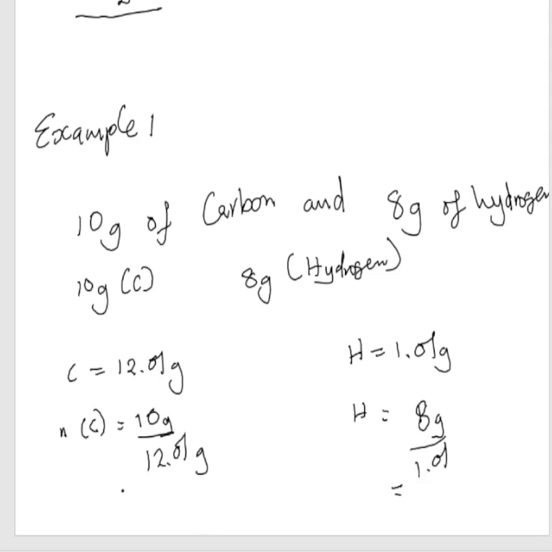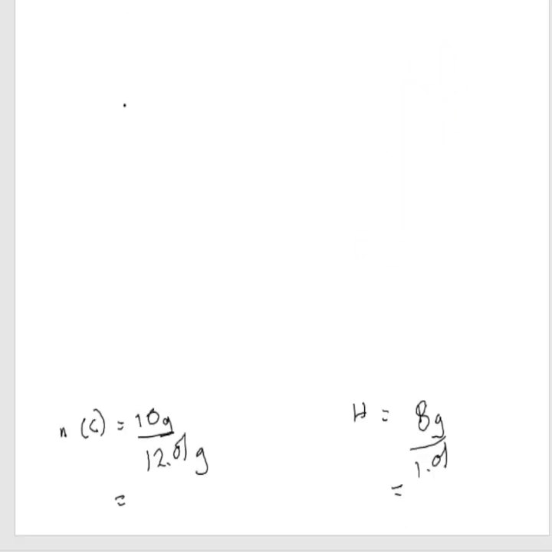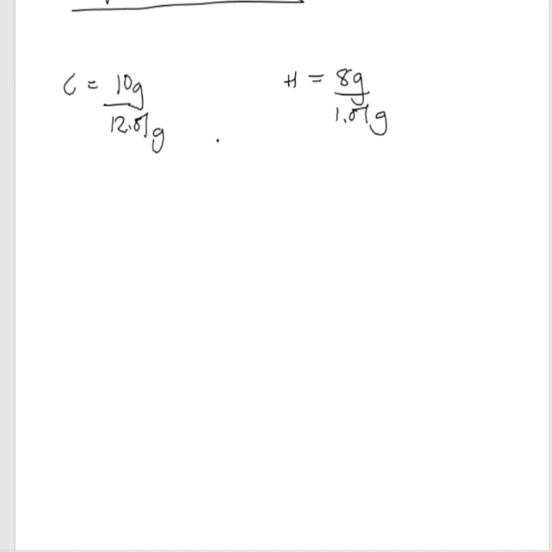Let's see what we're going to get here. If you still struggle to find the number of moles, you can check the link in this video. That's where you can find the link. So for carbon, it's 10 grams over 12.01 grams, and for hydrogen, it's 8 grams over 1.01 grams.